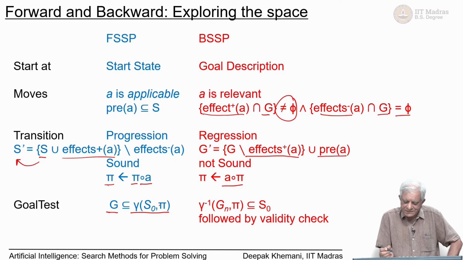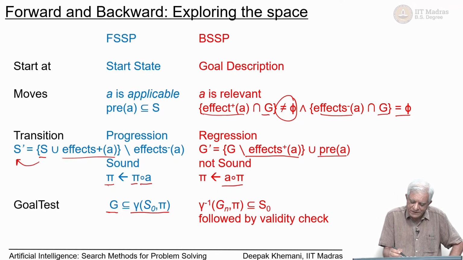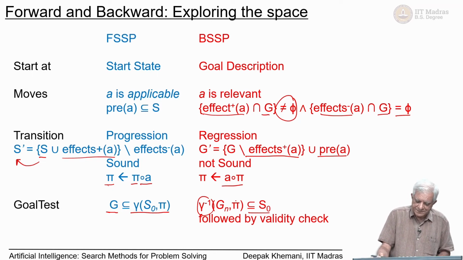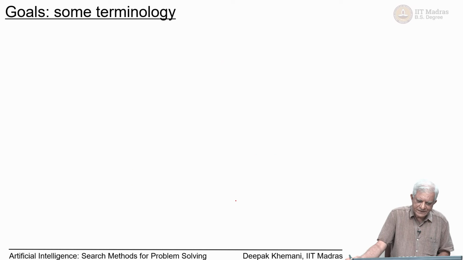In a similar fashion, when you start with a goal state g of n and you progress over n actions using that plan pi, or you regress. So, these are negative, this is going in the opposite direction. Then you must reach a goal description which is a subset of the start state. So, that is the termination criteria, but as we saw, it has to be followed by a validity check that the plan pi that you have found, whether it is a valid plan or not. So, we have seen these effects.